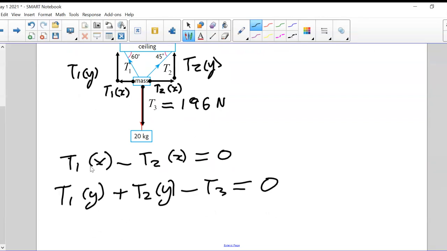This part of the function right here, how do I get this T1x here? Anybody remember how we get that? Come on, folks. In fact, we just went over that. We're going to use the cosine, and it's a cosine of the angle.